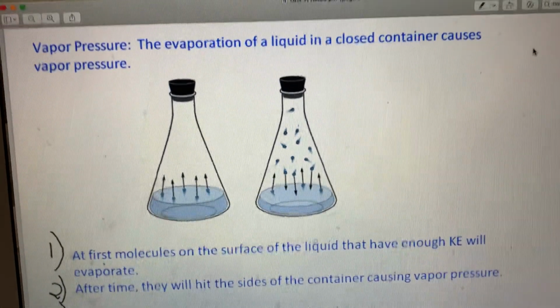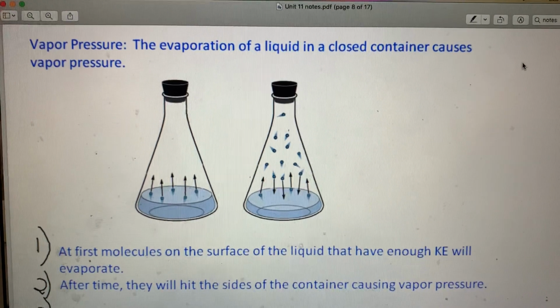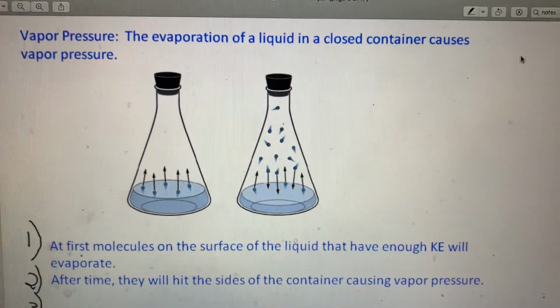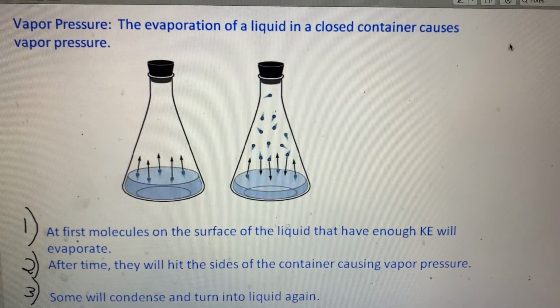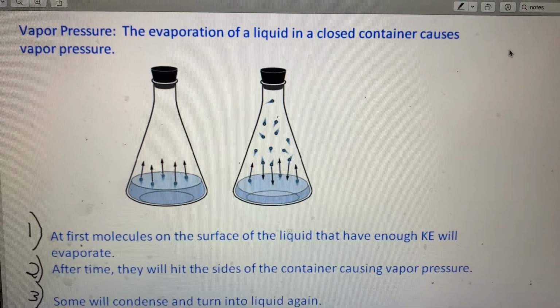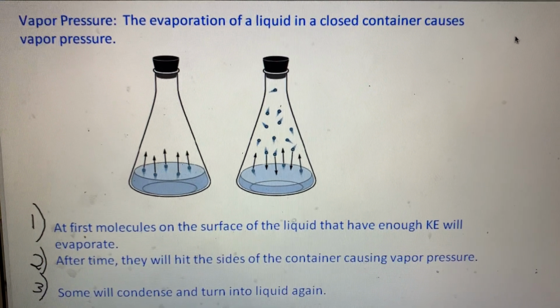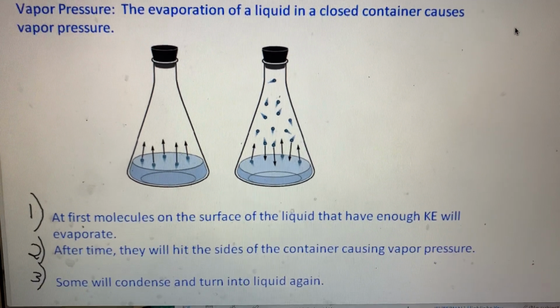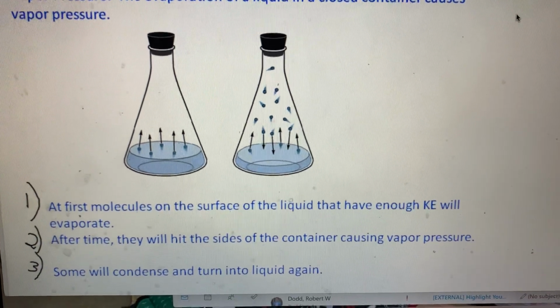Okay, so if you look right there on the left, we have a container of liquid that's in a closed container, and we're just showing you the closed container by putting the cap on that flask. Well, the liquid at the surface is going to evaporate. Some of it does. Liquids at any temperature evaporate a little bit. They're going to hit the sides of the container. Remember, when gases hit the sides of the container, they cause pressure. All right.